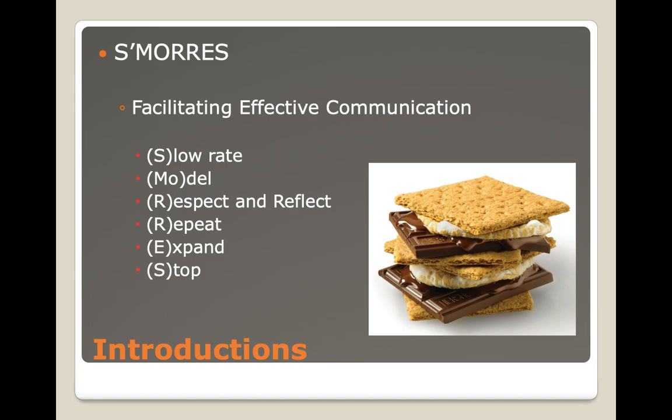Next, we want to model. We want to say words and phrases that are related to the contextual information that's available while pointing to pictures on the child's device or communication board. We call this parallel talk. It's what the student is doing as he or she is doing it, and self-talk, talking about what you're doing as you're doing it. They're both really helpful tools for modeling communication and language, and we can do this either verbally or on a communication device.